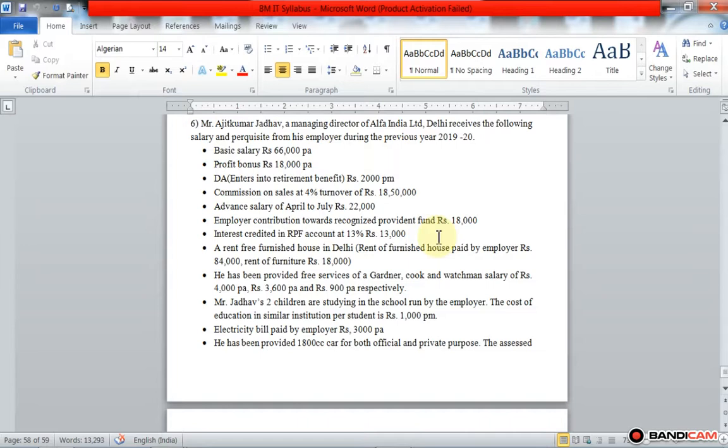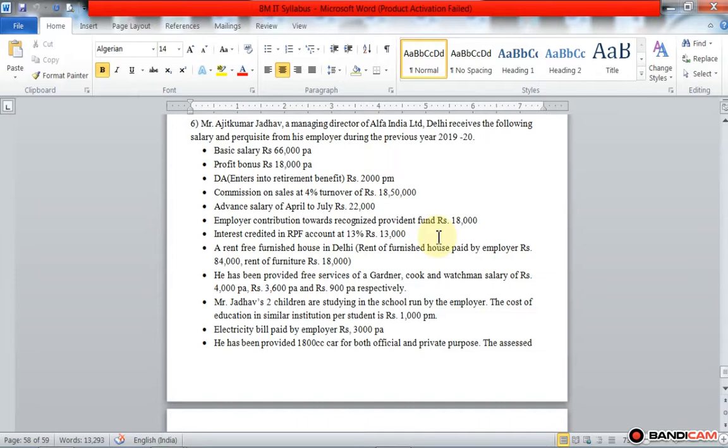Ajit Kumar Jadhav, a managing director of Alpha India Limited, Delhi, receives the following salary and perquisites from his employer during the previous year 2019-20. So Mr. Ajit Kumar Jadhav is a managing director of Alpha India Limited company in Delhi, and he receives the salary and perquisites from the employer during the previous year 2019-20.